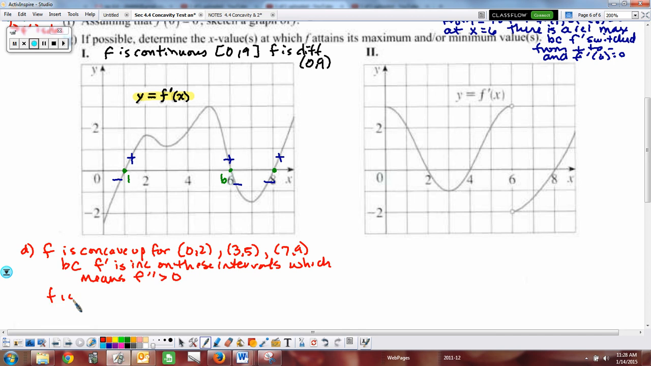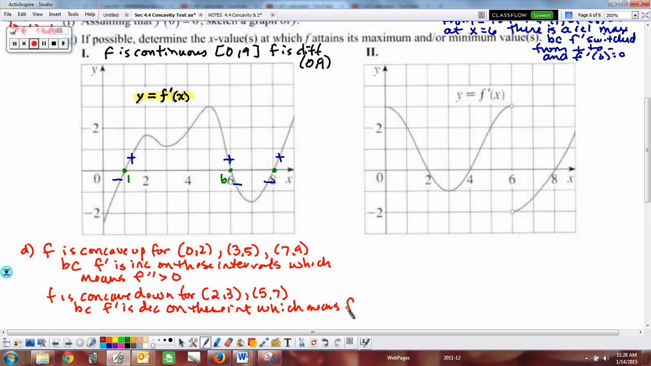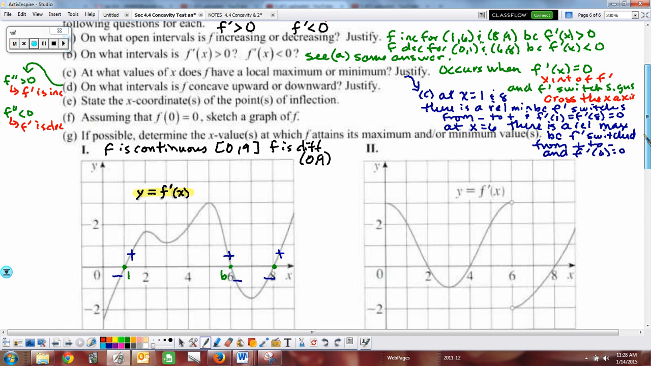All right? f is concave down for places where f prime is decreasing, so 2 to 3, and 5 to 7. And those are the only two intervals of decrease, and that would be because f prime is decreasing on these intervals, which means your second derivative is negative. All right, let's look at E.